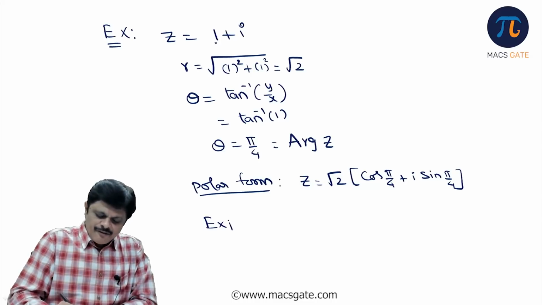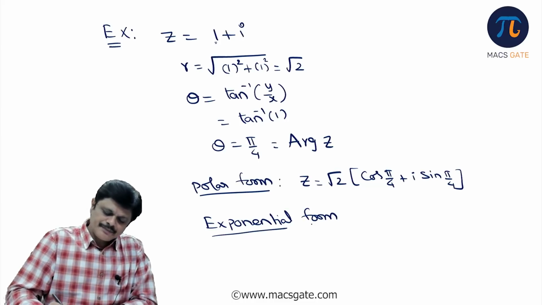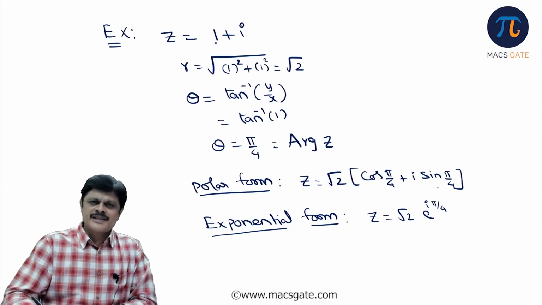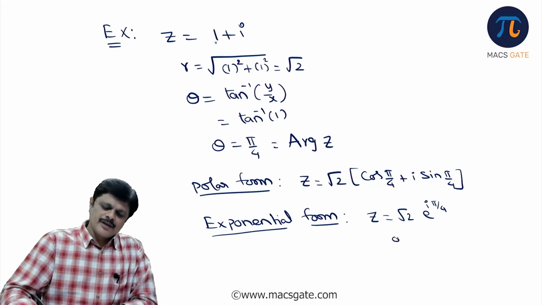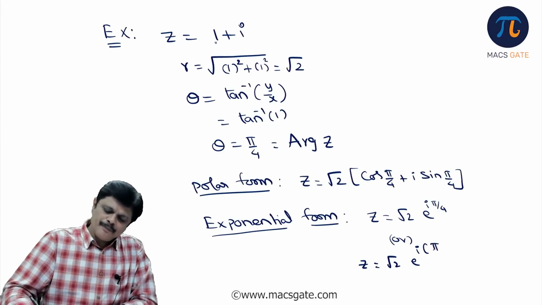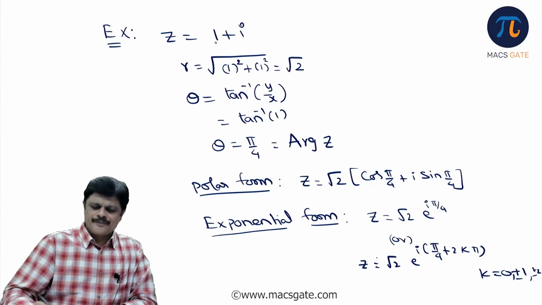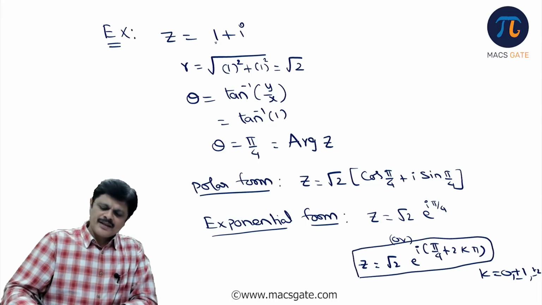Now what about the exponential form for this? z is equal to root 2 e power i pi by 4. Cos theta plus i sin theta is e power i theta. So this is the exponential form. But this can also be expressed in different ways, like root 2 e power i (pi by 4 plus 2k pi). This one which I am writing is called the general expression. k can be 0, then it is the same as the original one, plus 1 or minus 1, plus 2, minus 2, and so on. This is the general expression for the same answer.